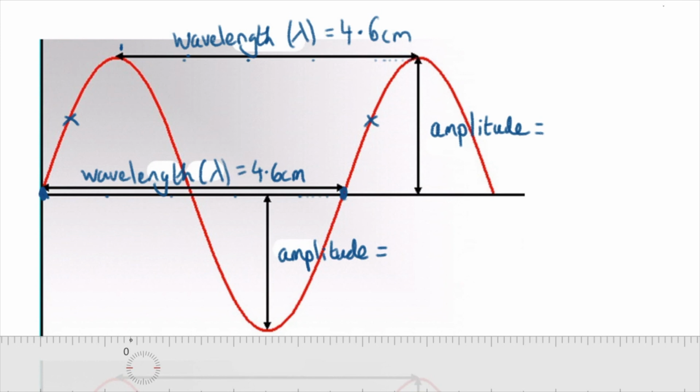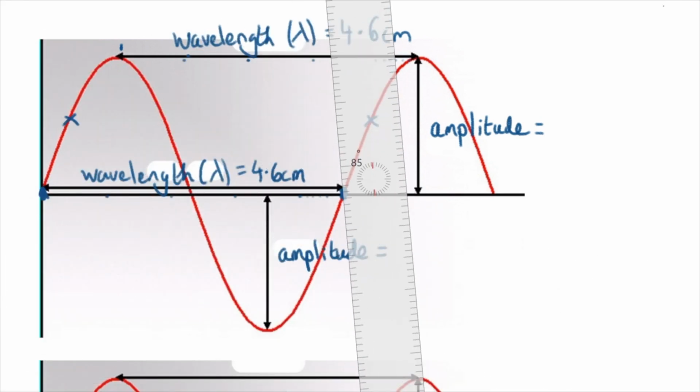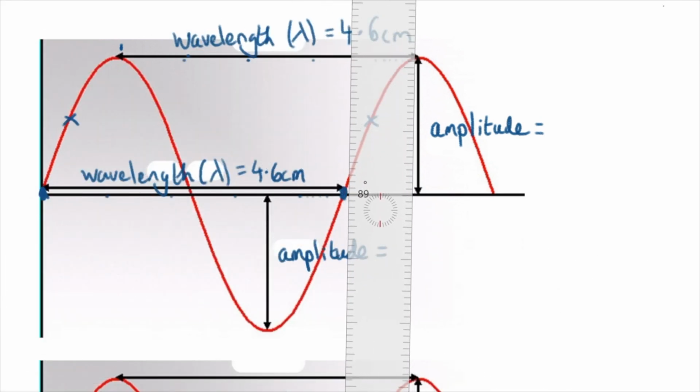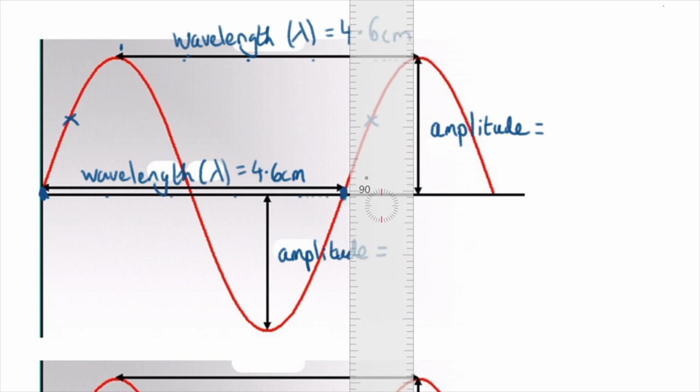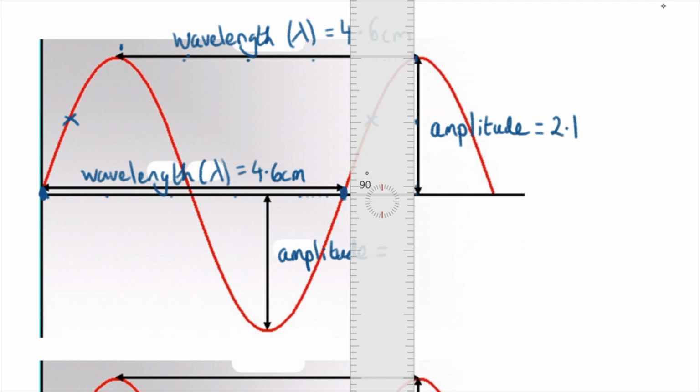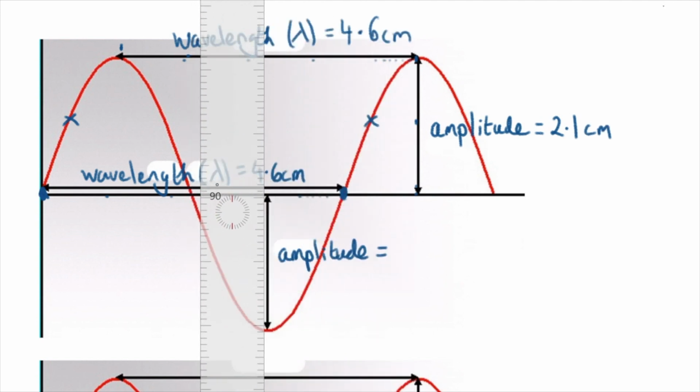Let's get the ruler. And okay, that's 0. That's 1, just there. That's 2, 2.1 centimeters. And we could do the same down here. There's 1, there's 2, 2.1 centimeters.